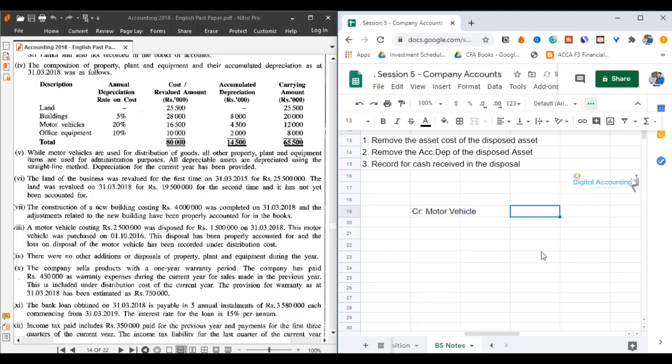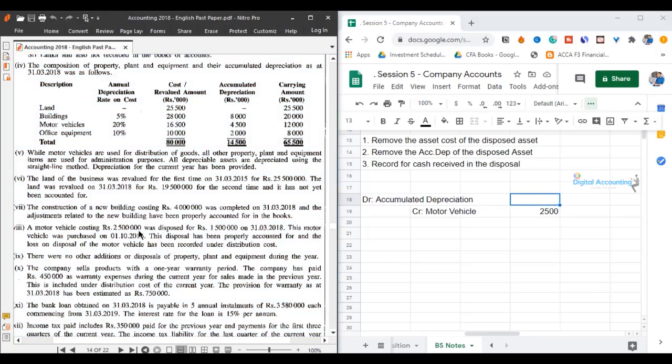So from motor vehicle, we need to remove the cost of rupees 2.5 million that was disposed. So 2.5 million we need to credit. Then we need to remove the accumulated depreciation also. So that's a debit entry.